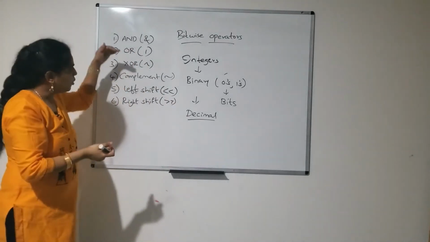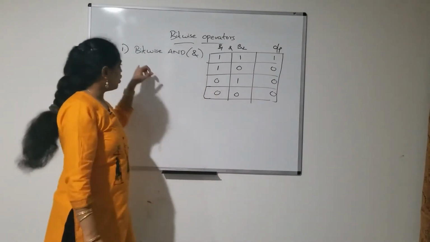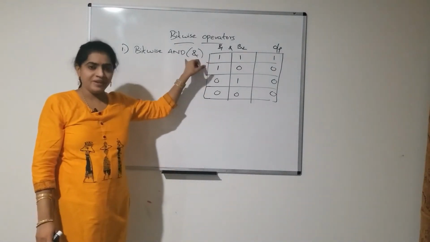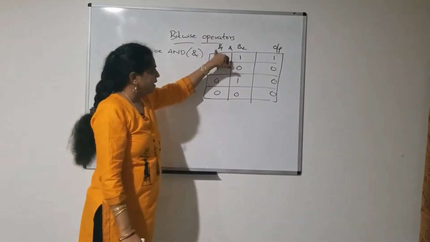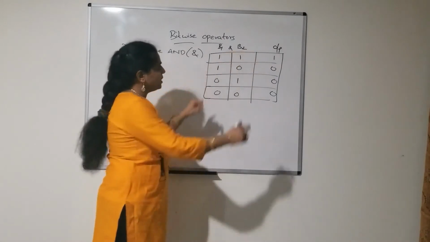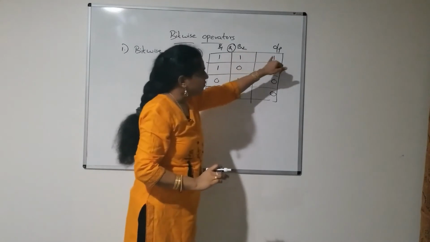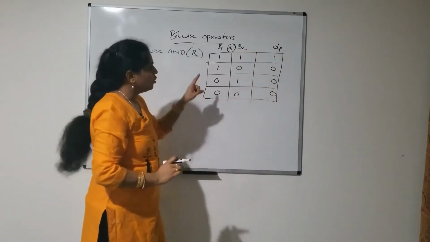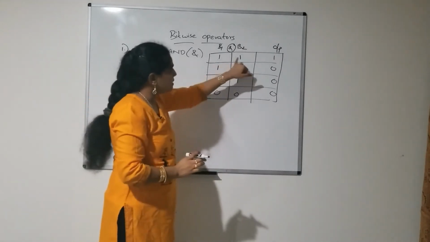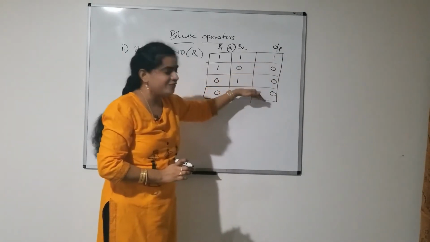Now let's learn about each and every operator in detail. First, coming to the bitwise AND operator. Ampersand is the symbol you have to use for bitwise AND. Here I have taken B1 and B2 as 2 bits, and I am going to perform bitwise AND on these 2 bits. So what will be the output? In bitwise AND between 2 bits, if both bits are 1, then only the output is 1. Otherwise, in all the other cases, the output will be 0.